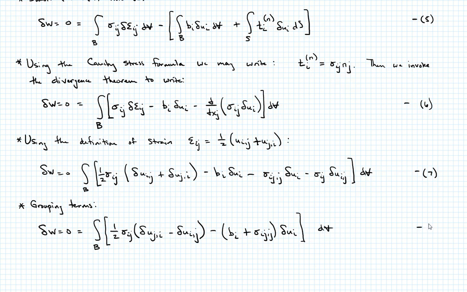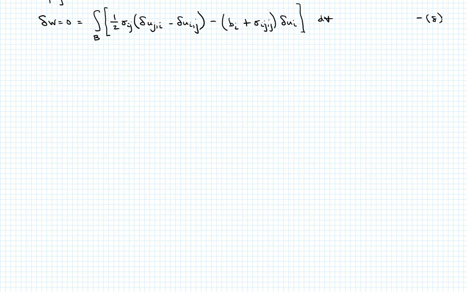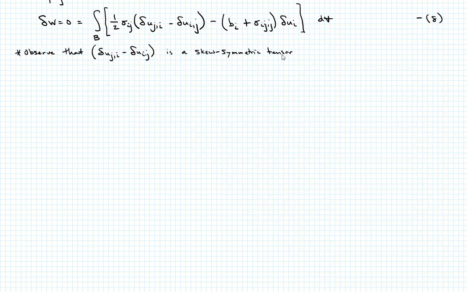dv, we'll call that equation 8. Now I want to observe some things in equation 8. That term, so let me write this down. This term, delta u_j,i minus delta u_i,j, right? That gives us a skew symmetric tensor, right? So let's observe that. Okay, and if we multiply a skew symmetric tensor times a symmetric tensor like sigma ij, we get identically 0.